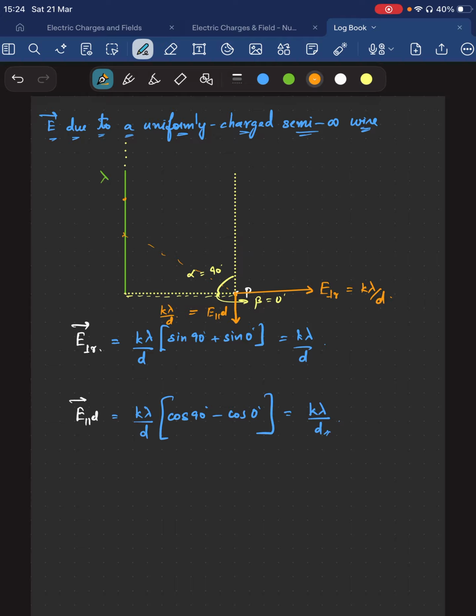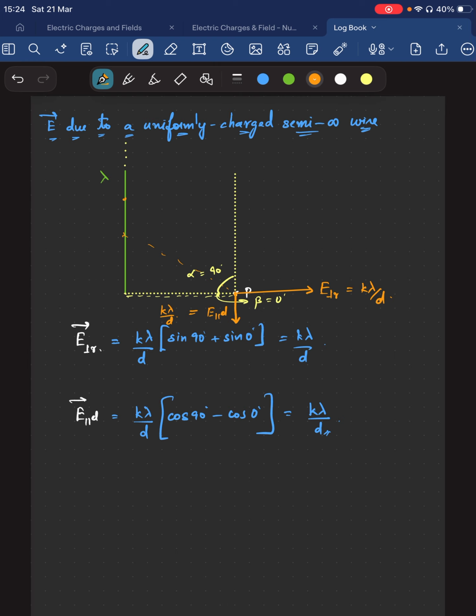So these are three important results that we have to make sure we remember. First, the electric field due to a finite wire, which had a parallel component and a perpendicular component: k lambda by d times sine alpha plus sine beta, and k lambda by d times cos alpha minus cos beta. Then from that we can derive the formula for the electric field due to an infinite wire and even a semi-infinite wire. One thing to remember: in a semi-infinite wire, your point P has to be located exactly at the endpoint.